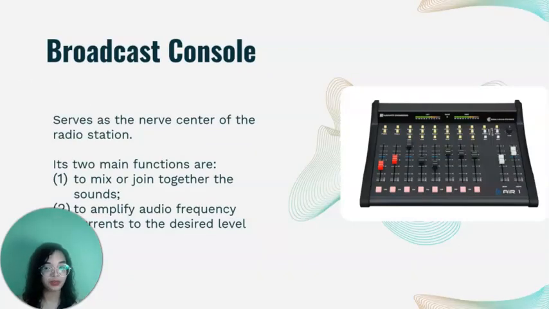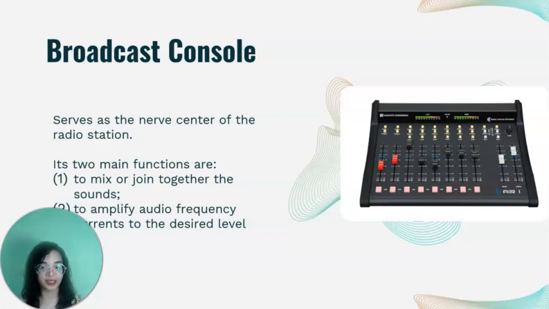So next, we also have here the broadcast console. A broadcast console is the interface that the radio announcer uses to control what's heard on air. So this is the equipment used by the radio announcer if they want to make the voice or the sound louder or not. And aside from that, you can also use it to mix or join together different sounds.